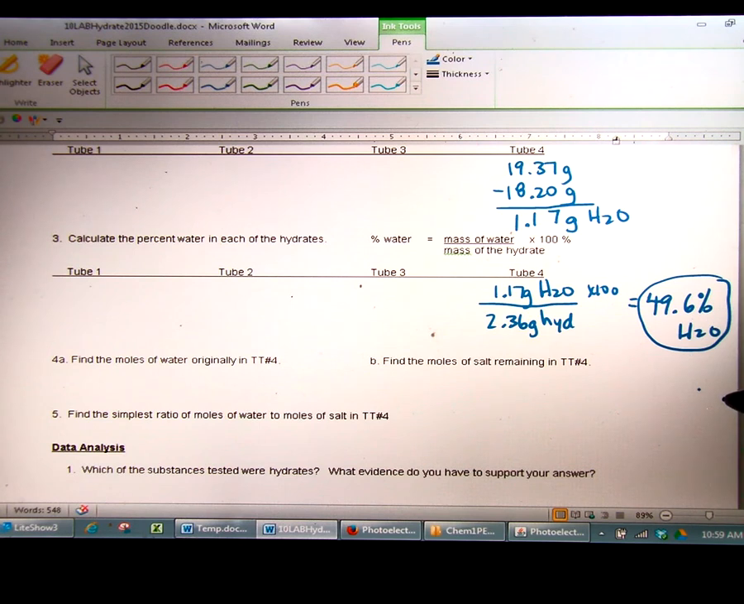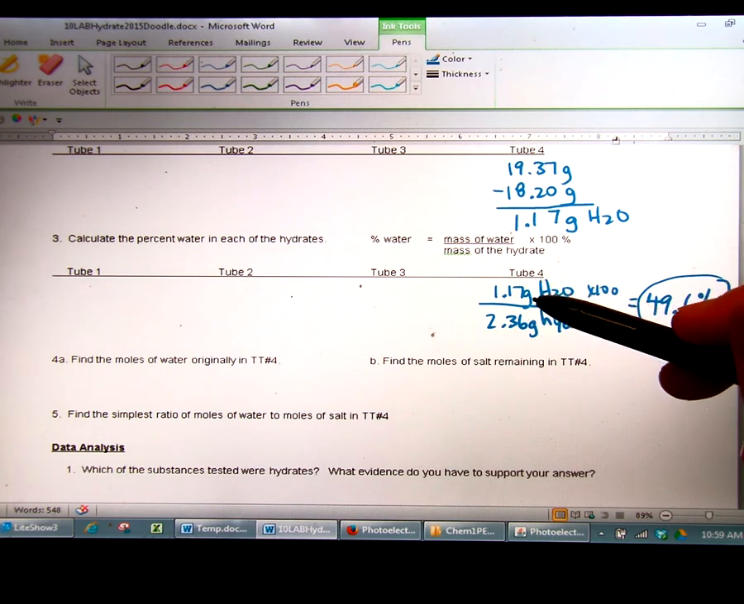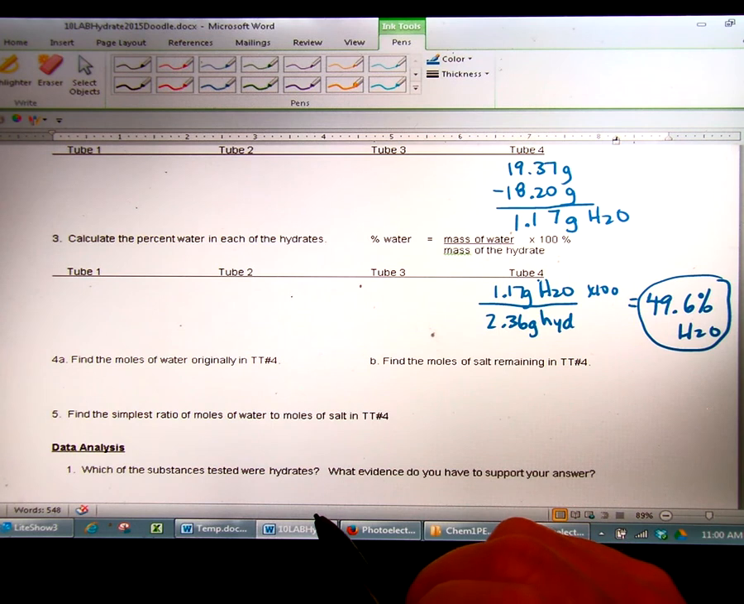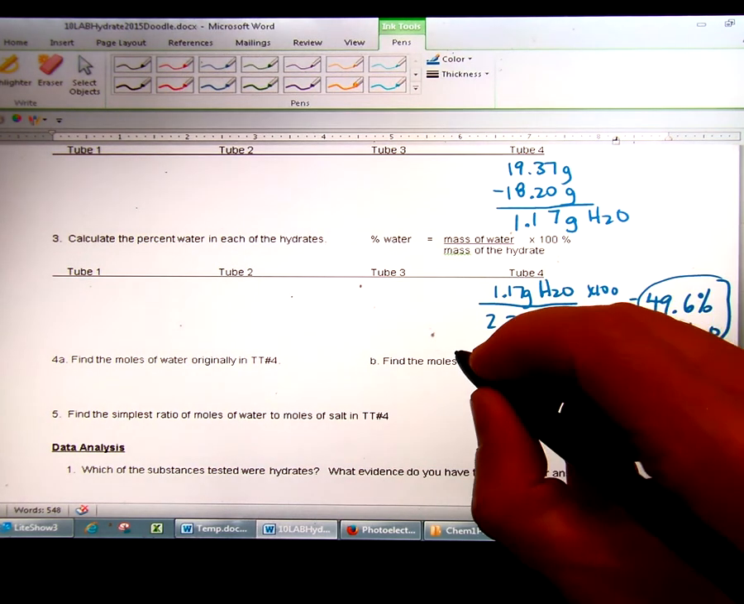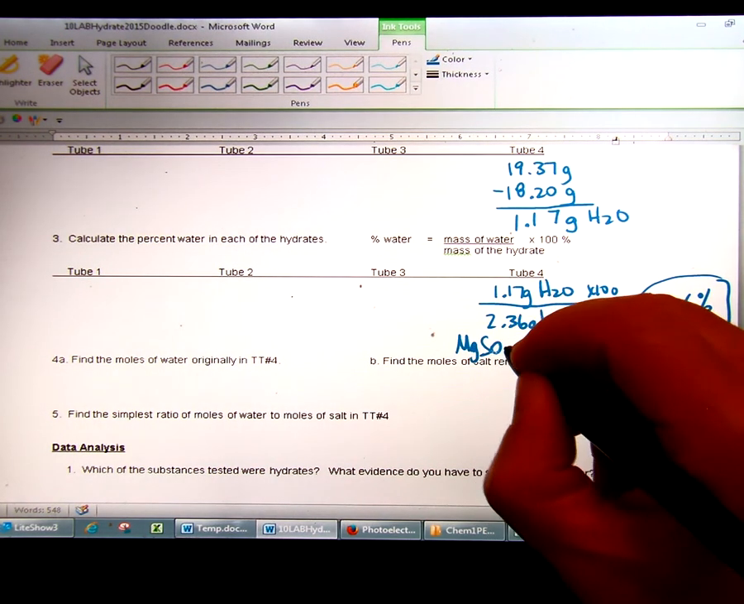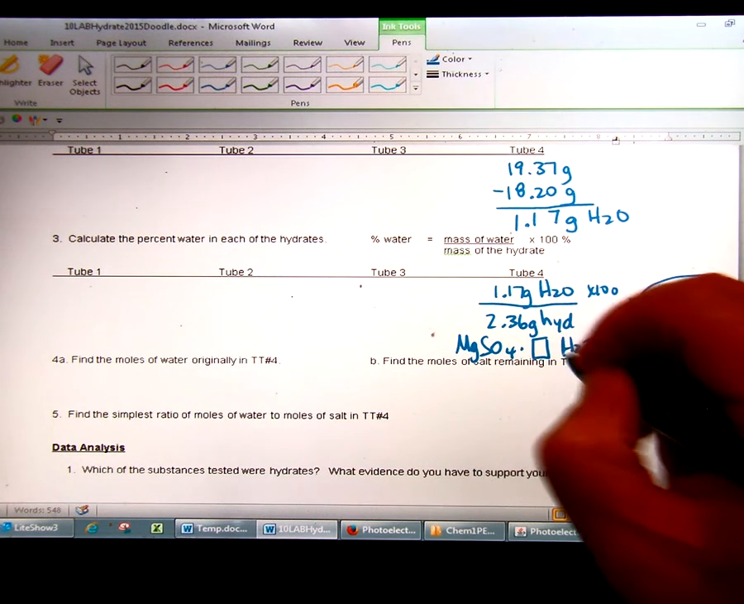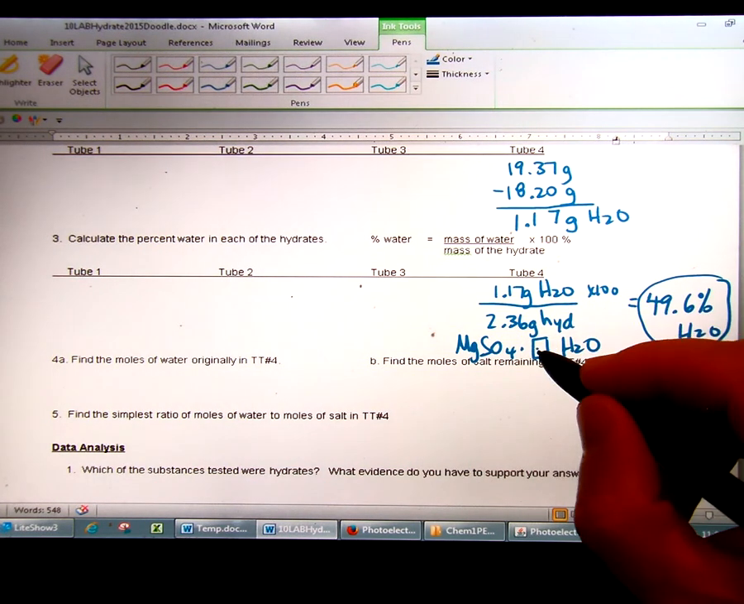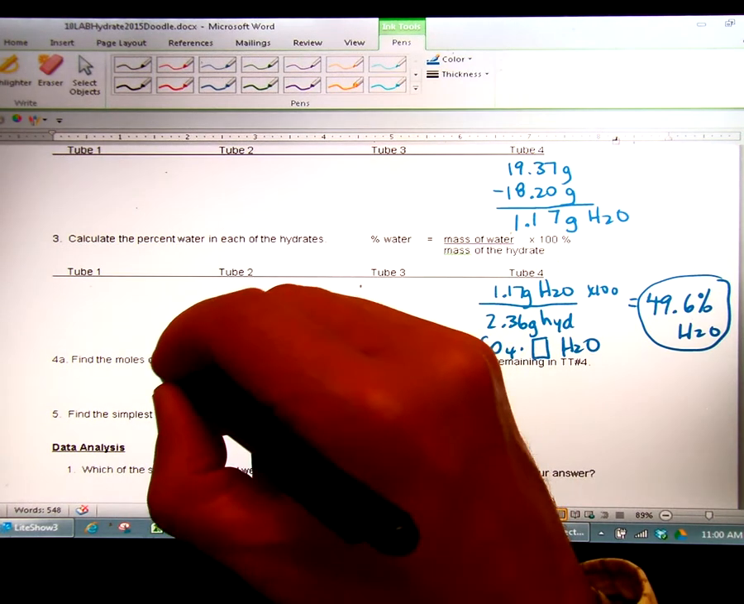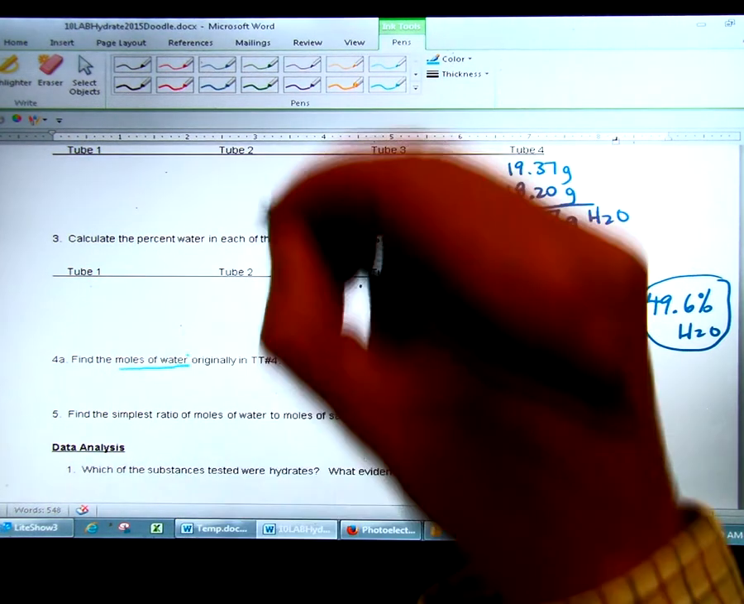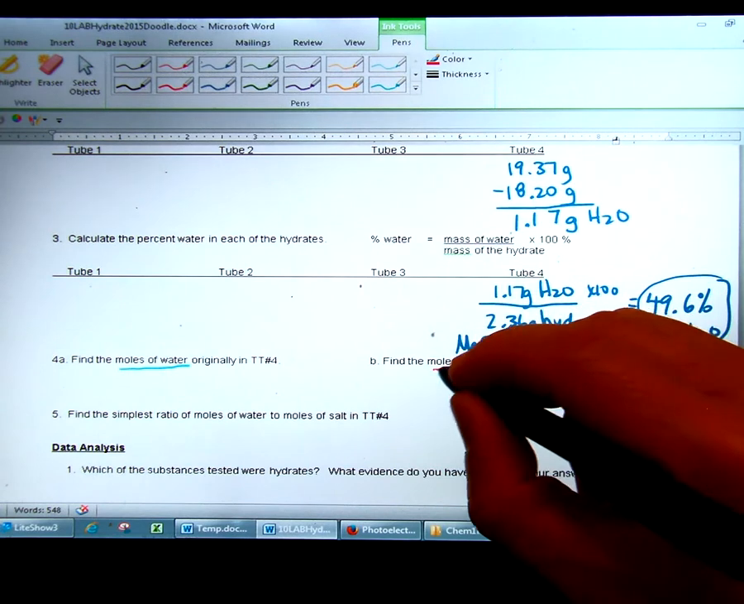Okay, now, remember when I say percent, you say grams. So we did this calculation in grams. However, when I say formula, you say moles. So since we're trying to get a formula of the last hydrate, in other words, we know it's MgSO4 dot something H2O. That's a mole ratio, and so I need to get in moles. So what I need to know is the moles of water, and I need to know the moles of salt.